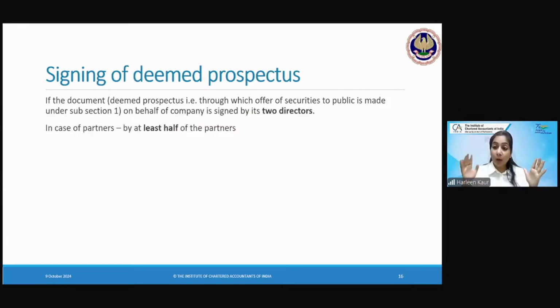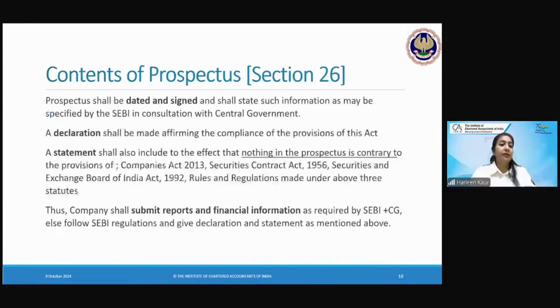Is that clear? And how many people are going to sign? If the issuing house is a company, then at least 2 directors have to sign it. And if the issuing house is a partnership firm, they are partners, then at least half of the partners shall be signing this document. Is that clear, children? I hope deemed prospectus is now crystal clear. It should be crystal clear because we have done it at length, discussed it. Okay?